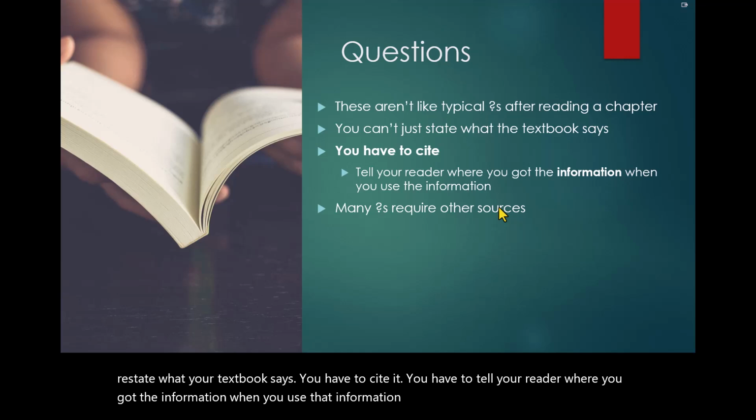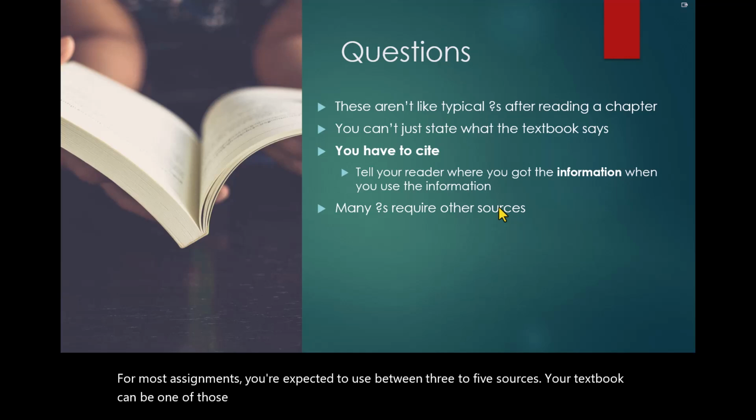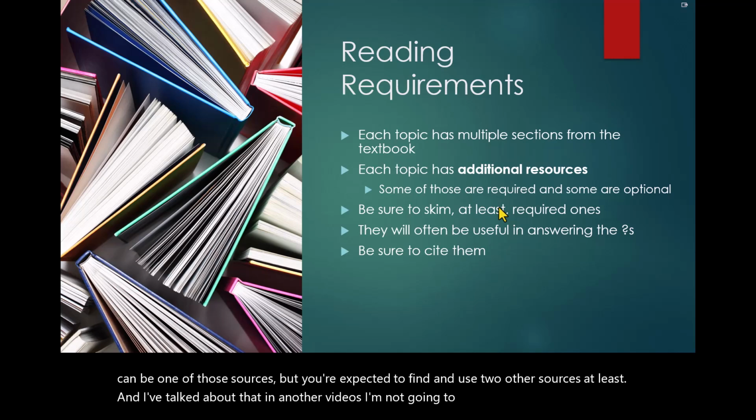For most assignments, you're expected to use between 3 to 5 sources. Your textbook can be one of those sources, but you're expected to find and use 2 other sources, at least. And I've talked about that in other videos. I'm not going to belabor that too much here.